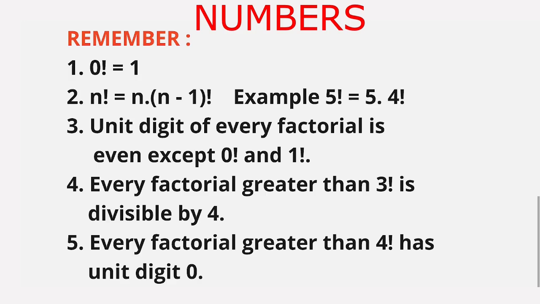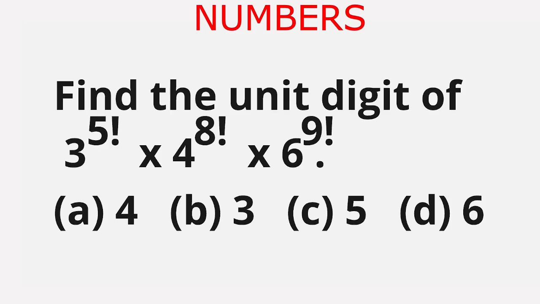Now we solve few questions based on unit digit of factorials. We go to the questions. Our question is, find the unit digit of 3 to the power 5 factorial multiplied by 4 to the power 8 factorial multiplied by 6 to the power 9 factorial. The given options are option A 4, option B 3, option C 5, option D 6.